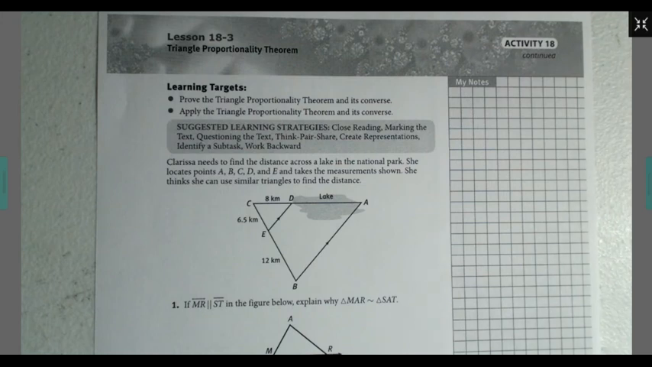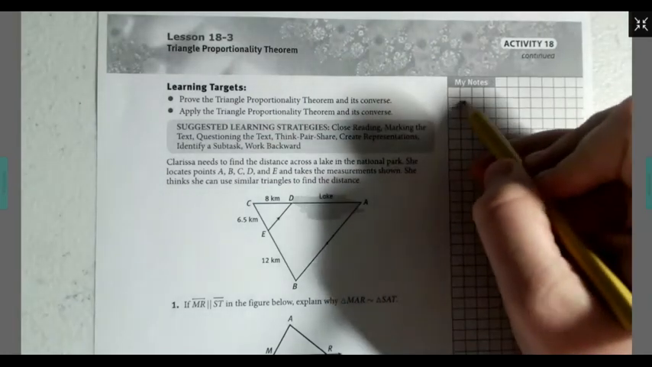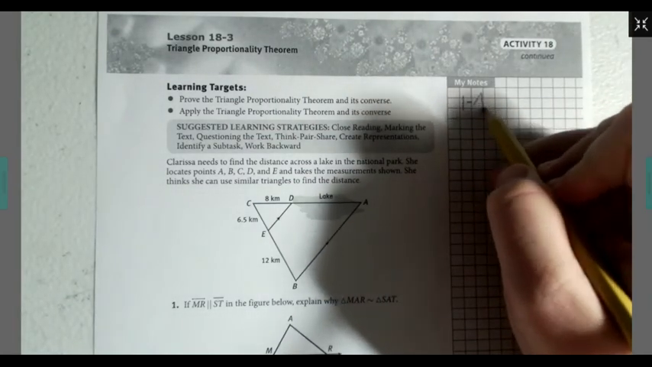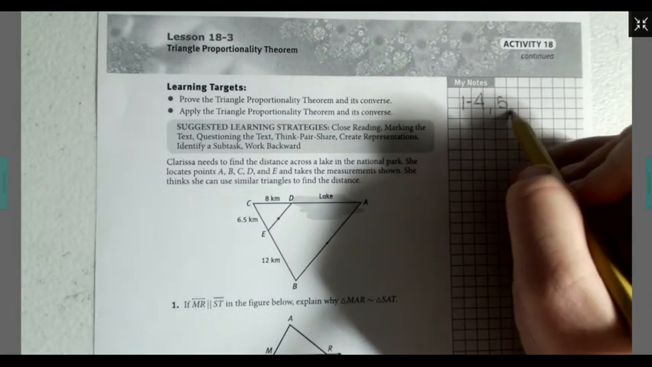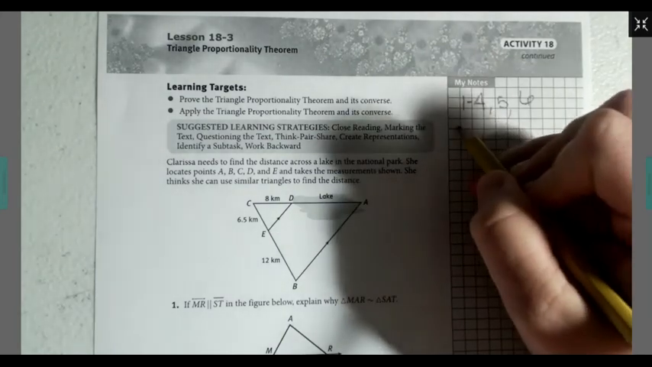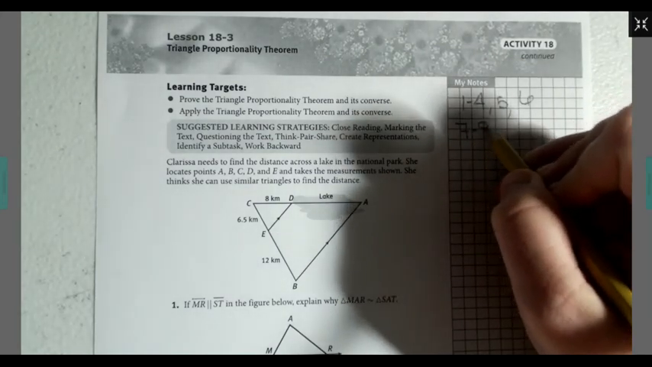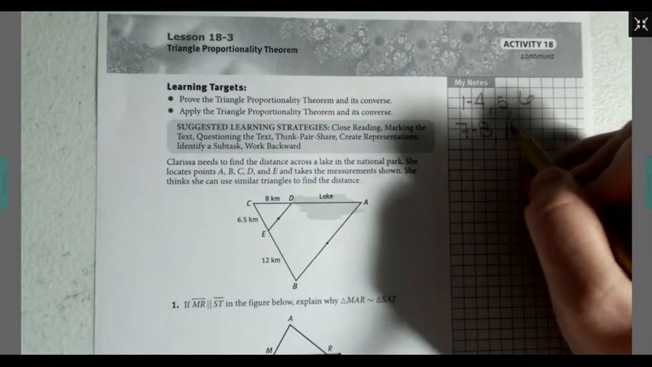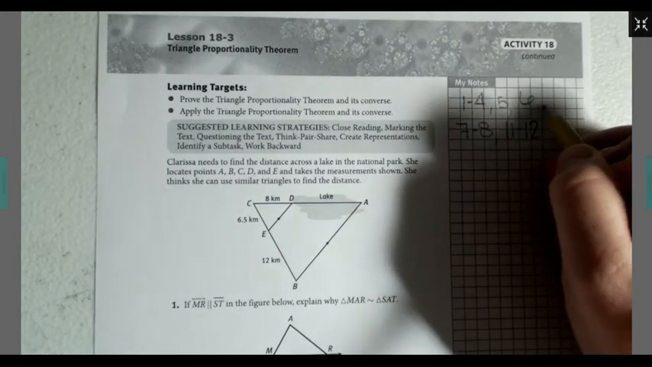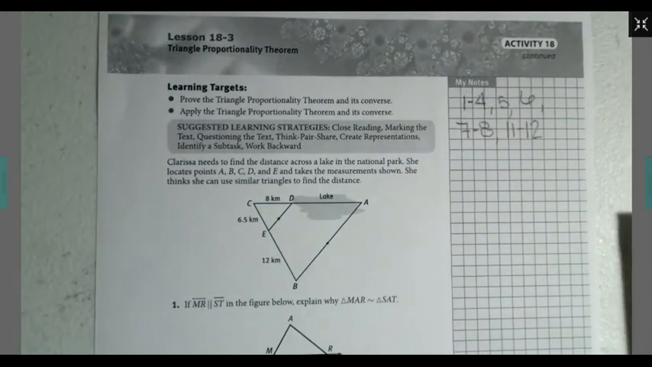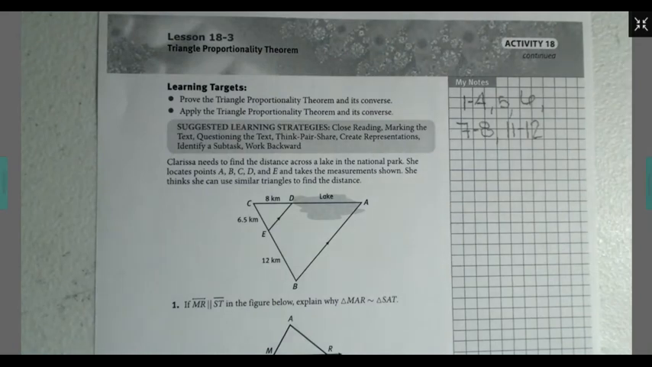All right, today we will be covering lesson 18-3 on triangle proportionality theorem. This lesson will be split into 5 separate sections. They will cover questions 1 to 4, question 5, question 6, question 7 to 8, and then we will round it out by covering questions 11 to 12. So let's go ahead and take a look at our introduction for questions 1 to 4.